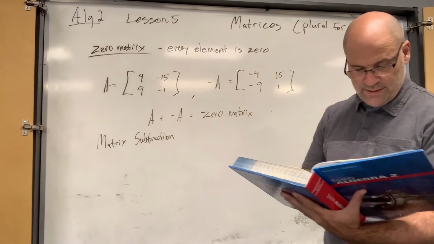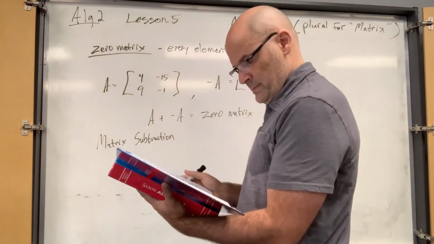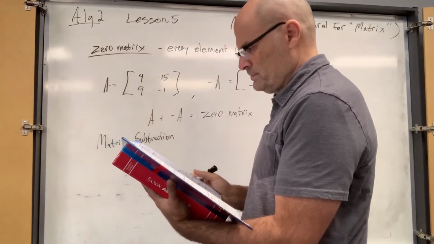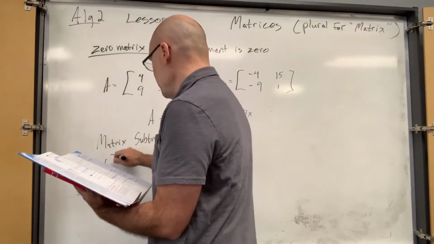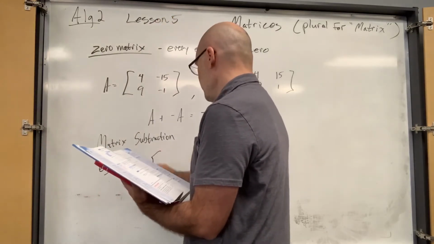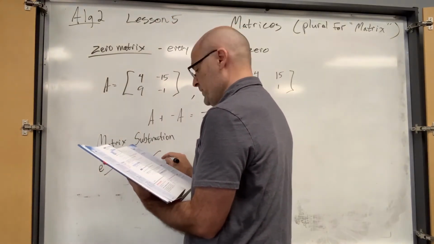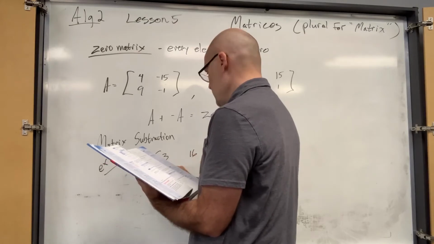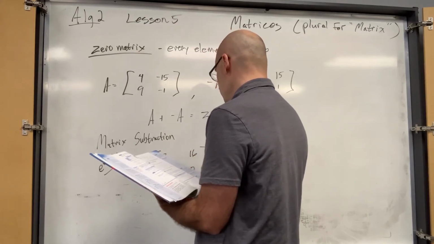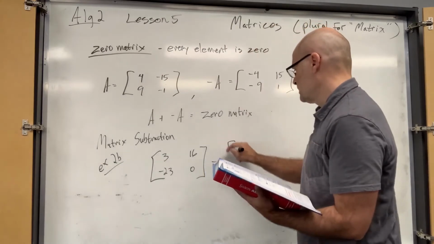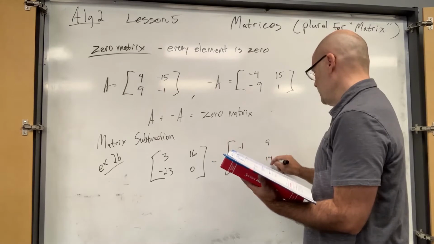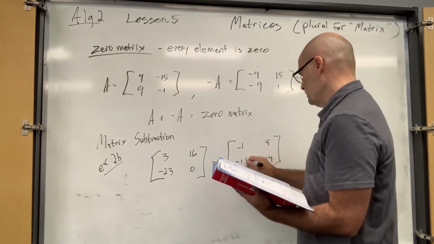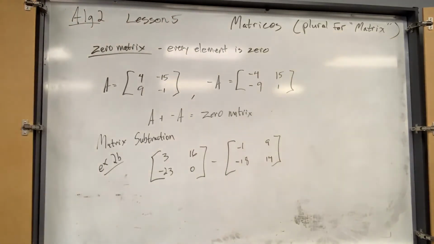So I'll just skip right to an example. Let's do this. This is example 2B. Here I want to figure out this: 3, 16, negative 23, 0, minus negative 1, 9, negative 18, 14. I want to calculate this difference.